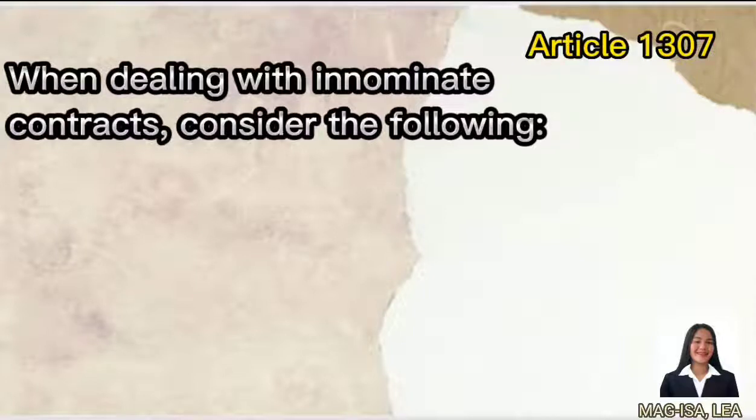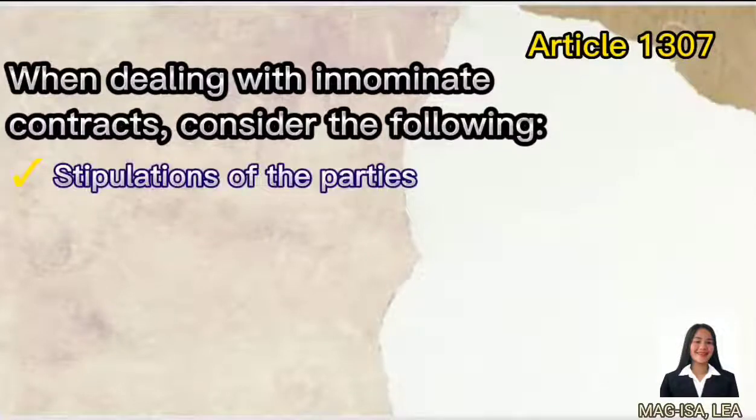Ganito po, number 1. Itong innominate contract na ito, may stipulation ba yung parties natin? So, syempre, masusunod. Actually, in order of priority, number 1, masusunod kung ano man yung na-stipulate ng mga parties doon. Kung gusto nila na ganito, ganyan, masusunod yun as long as hindi siya bawal or hindi siya pinagbabawal sa batas. Hindi siya against sa moral. Hindi siya against sa public order, public policy, and good custom, di ba?